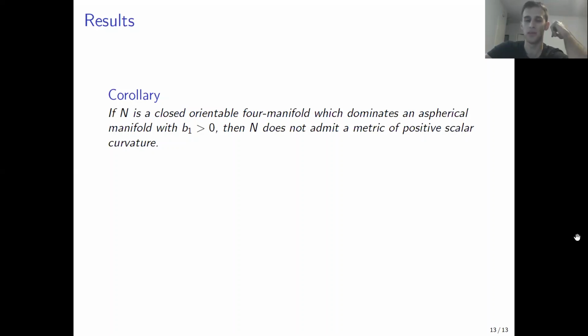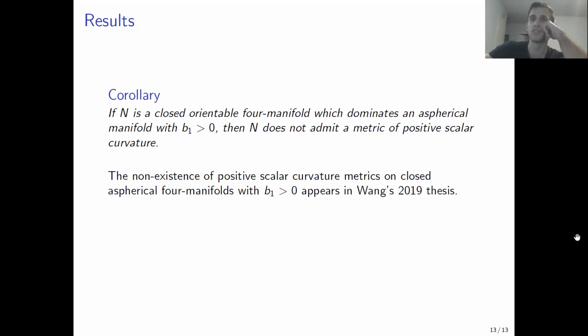So there are even integral homology spheres which are aspherical due to Ratcliffe and Shands. So this is far from completely answering the question in dimension 4 for that version of the conjecture. I should mention that the non-existence of positive scalar curvature metrics on closed aspherical four manifolds with B1 positive appears in Wang's 2019 thesis. So the idea is pretty much the same, just the implementation is different.